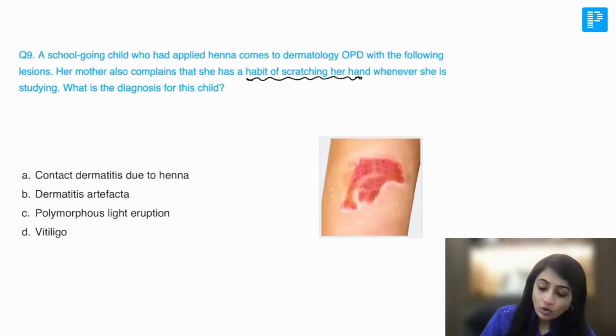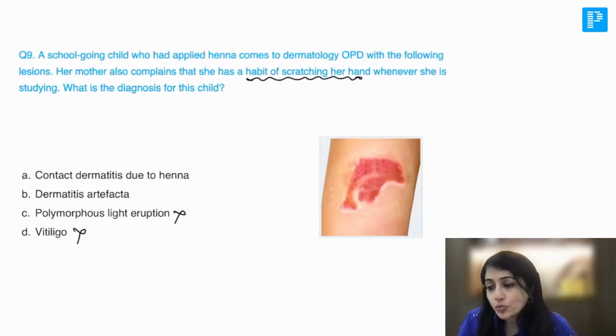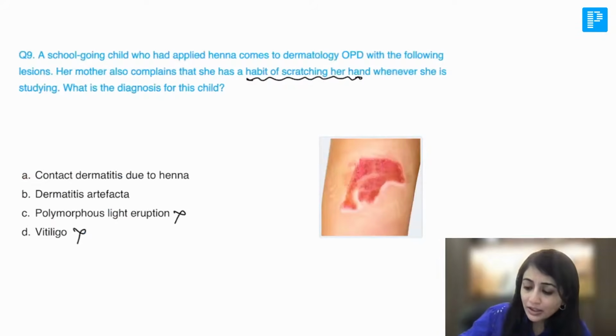So see, obviously this is ruled out and this is ruled out. You do not see depigmented lesions. Polymorphous light eruptions is because of sun, and you see small erythematous to skin-colored papules in sun-exposed areas. So here I know the confusion is between A and B. Now look at the lesion here. So lesion has a very bizarre appearance. It is something like this.